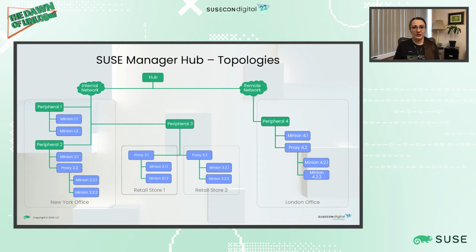For the network topologies, there are a few variations. You can have an internal network with peripherals that manage minions or minions and proxies. You can have, like in the example of peripheral number 3, a peripheral that manages proxies at various retail locations. Or you can have, like peripheral 4 on the right-hand side of this diagram, a remote network and a peripheral located across the ocean, managing different minions and proxies in that area.